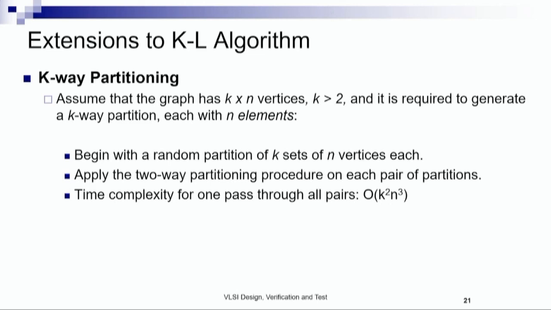If we have k partitions, then there are k square distinct pairs of these partitions. So how many distinct pairs of partitions do we have? We have k square distinct pairs of partitions, and therefore the time complexity of one pass over all these pairs is k square n cube, and this will again proceed through a few number of passes.